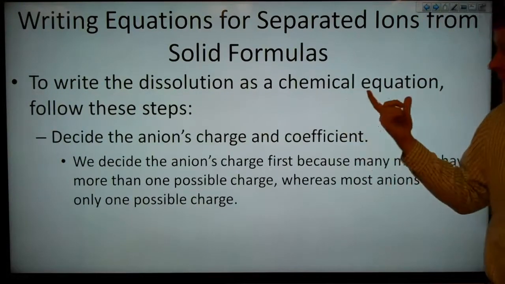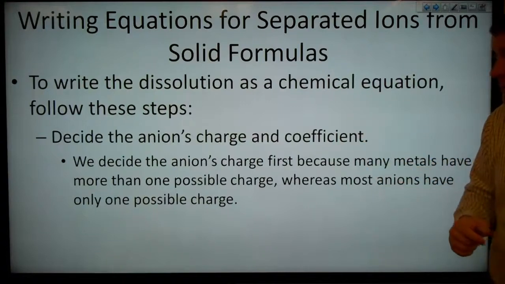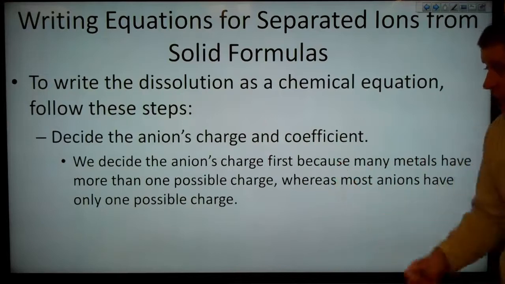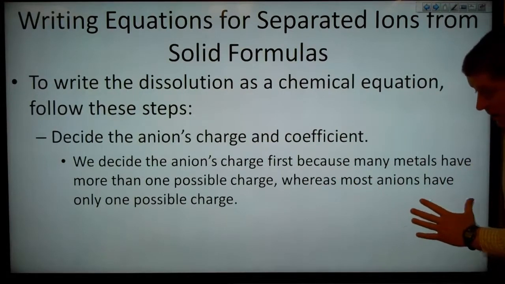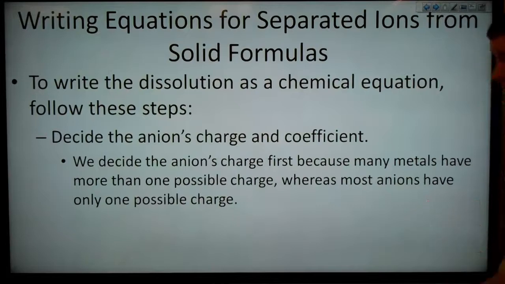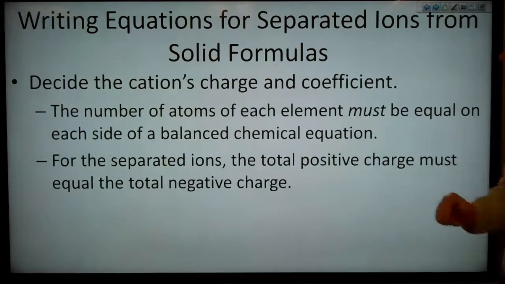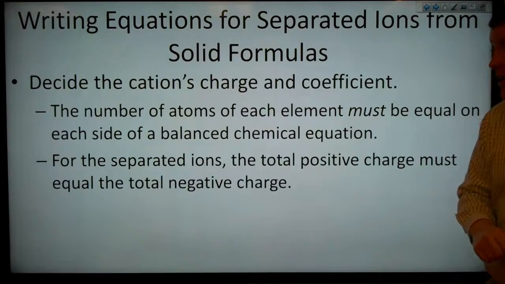To write the dissolution as a chemical equation, follow these steps. Decide the anion's charge and its coefficient. We decide the anion's charge first, because many metals have more than one possible charge, whereas most anions have only one possible charge. Next, we decide the cation's charge and its coefficient.